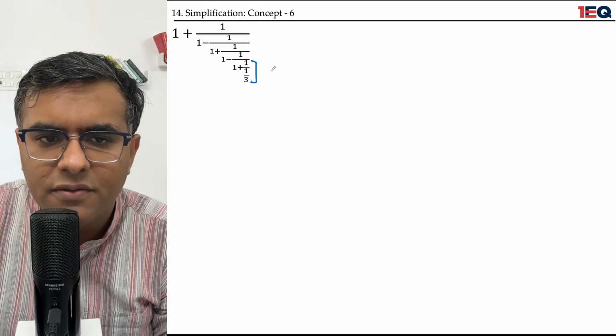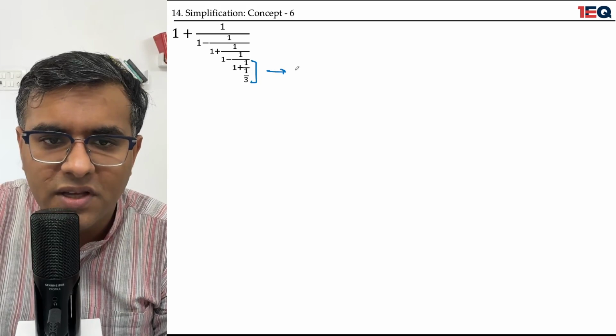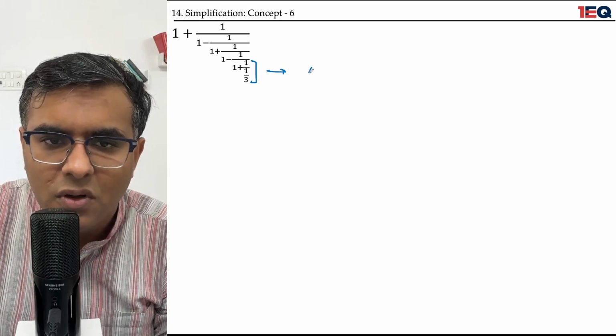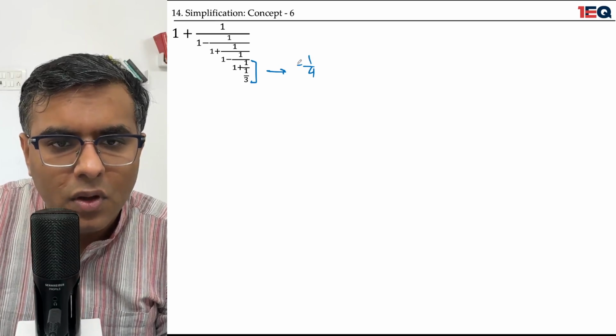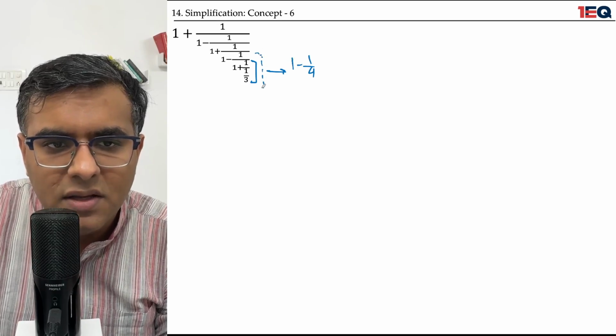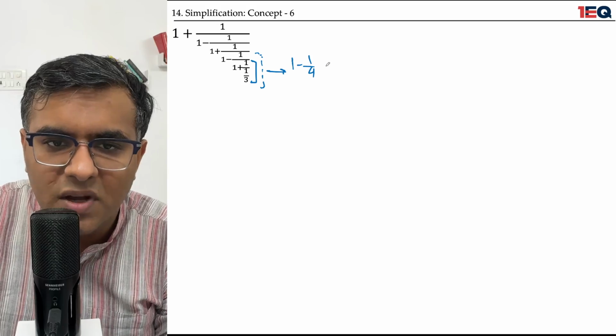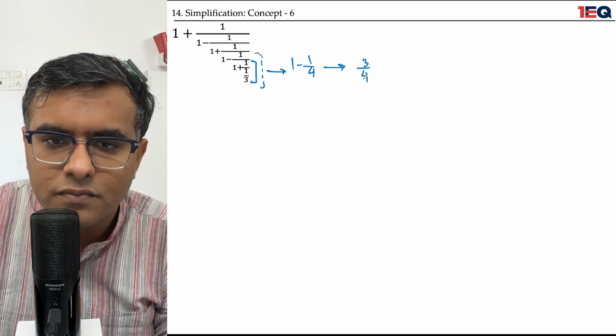Solving it here from the bottom, 1 plus 1 upon 1 by 3. This would give me 1 plus 3, that is equal to 4. So this is my output. 1 minus 1 by 4, and this is my solution till this point. 1 minus 1 by 4 is equal to 3 by 4.